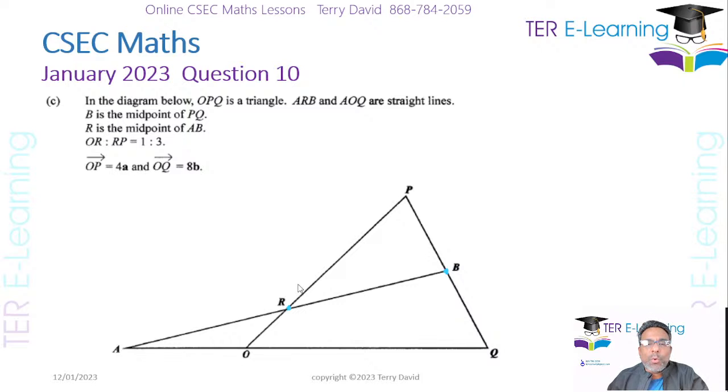The ratio OR to RP is 1 to 3. And OP is 4A. Okay, I need to write down some of these things. So OP is 4A and OQ is 8B.